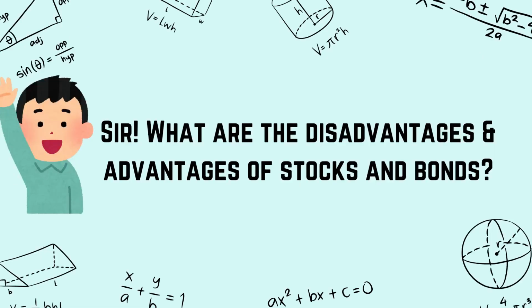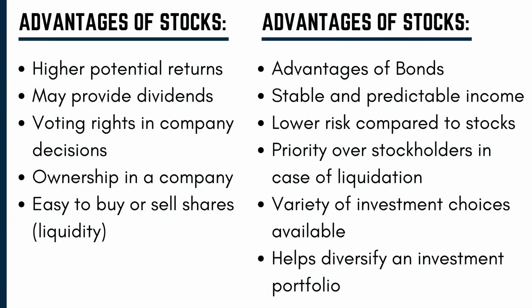Sir, what are the disadvantages and advantages of stocks and bonds? Advantages of stocks: higher potential returns, may provide dividends, voting rights in company decisions, ownership in a company, easy to buy or sell shares. Advantages of bonds: stable and predictable income, lower risk compared to stocks, priority over stockholders in case of liquidation, variety of investment choices available, helps diversify an investment portfolio.